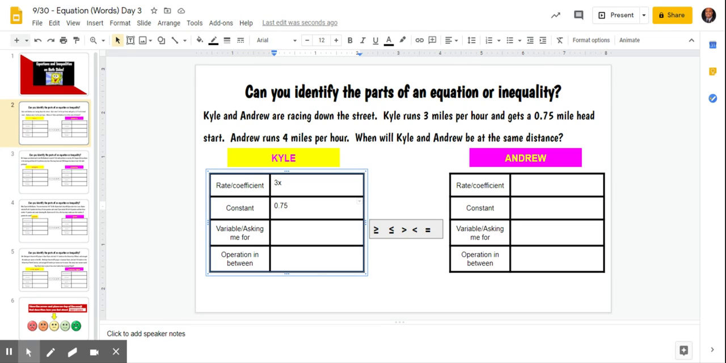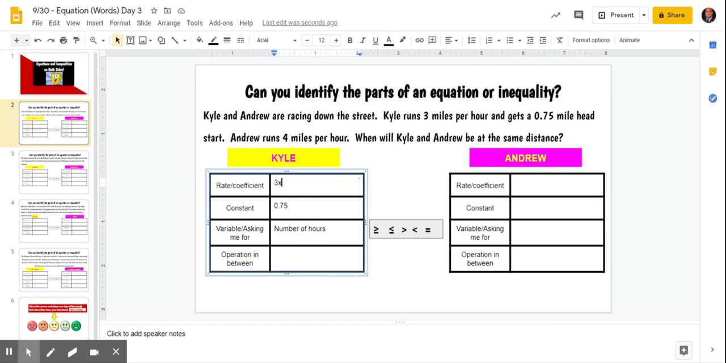Now, what is the variable in this situation? You could also say, what is it asking me for? Well, it's asking for when will. That's an indicator of time, and that makes sense because we know it's miles per hour. We don't know how many hours he's running. We just know he ran 3 miles in an hour, but we don't know how many hours he's going to run. So our variable in this case is going to be the number of hours, or you can summarize that by saying time.